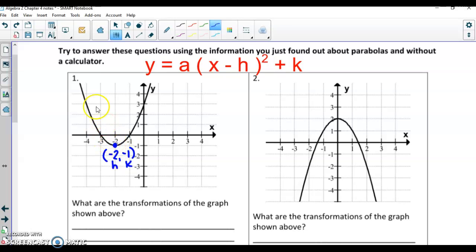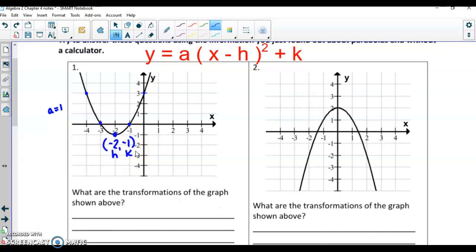Identify my graph. Is it a normal looking parabola? So here's my vertex. I go left 1, up 1, right 1, up 1. So left 2, up 4, right 2, up 4. So yep, that looks normal. So I know A is 1. So it is a normal looking parabola. It is not vertically stretched or vertically compressed. So when I identify my transformations, I just identify the location of the vertex and its movement. So the vertex went left 2 and down 1.